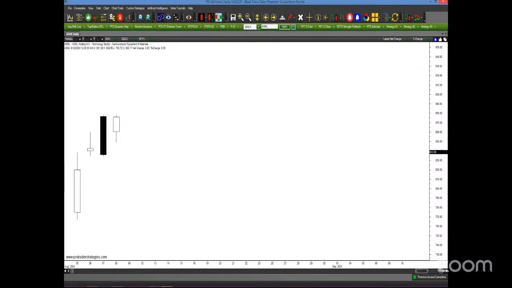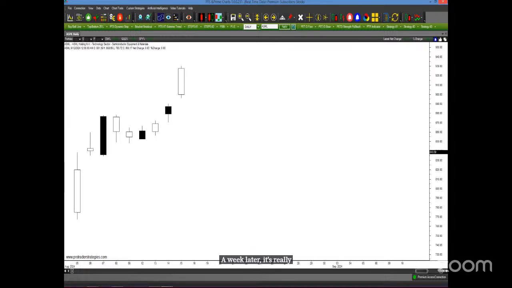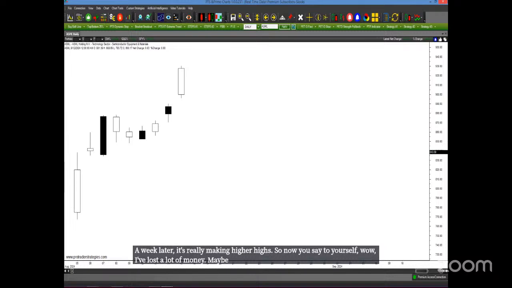Here's an example in ASML. Okay, once again, if you had tried to sell this thinking like, well, that guy in that chat room says this is way too high, it's way too overbought. I've got to sell up here. It's really too high, and I'm going to get in at the top. Well, look what happened. It went down for maybe 2 days, and now a week later, it's really making higher highs. So now you say to yourself, wow, I've lost a lot of money. Maybe you even decide to short some more, and it even goes higher after that.